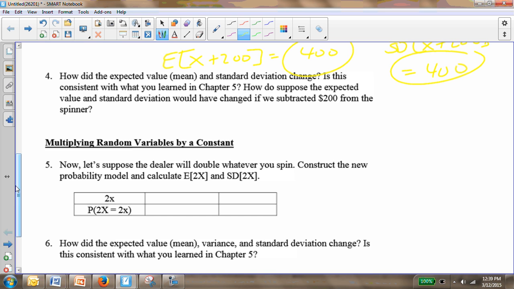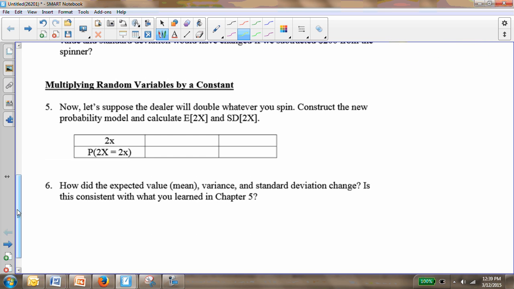All right, so number 5, let's make the probability model. And again, you guys don't have to do this by hand if you don't want to, unless you really think you're just struggling with it. But let's do, what if he takes whatever you spend and double it? So 80% of the time I'm going to get $0. If you double 0, I'm still at $0.